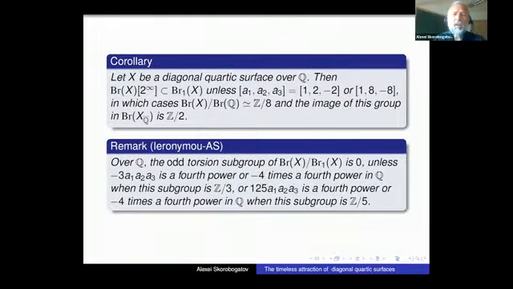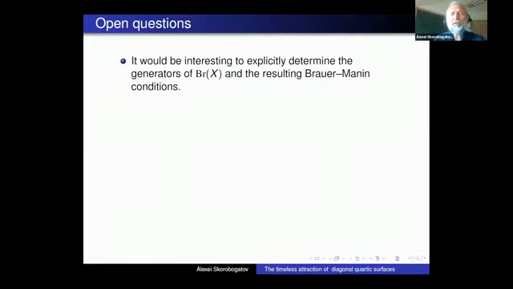Okay, and I would like to finish with listing some of the open questions. Of course, it's interesting to try to explicitly determine the generators of the Brouwer group in those cases and the resulting Brouwer obstruction. But my expectation is that one would need to find a roundabout way to do that, rather than trying to write these elements explicitly as some sort of cyclic algebra, some cyclic symbols. Maybe one would be able to do it without, but I'm not sure. So this seems like a very complicated thing to do.